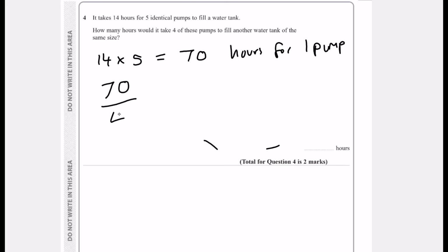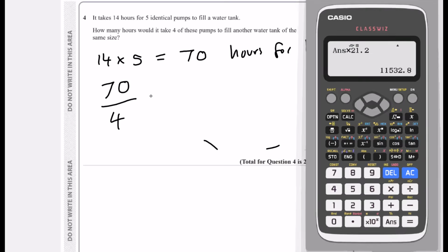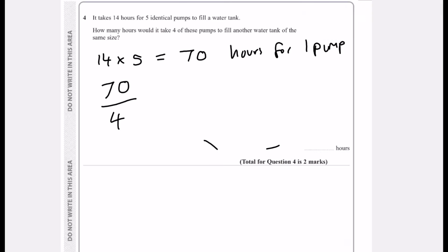If we do 14 times 5, we get 70. So that tells us it'll take 70 hours of work in total. 70 hours for one pump. So we need 70 hours of pump working to fill up this water tank. So if we've got 4 pumps, we can split that work between the 4 pumps. 70 divided by 4 is 17.5.